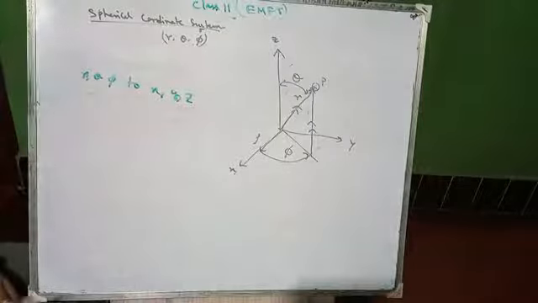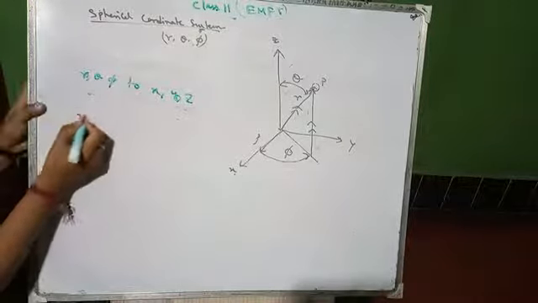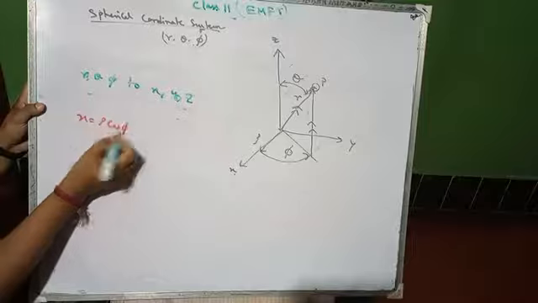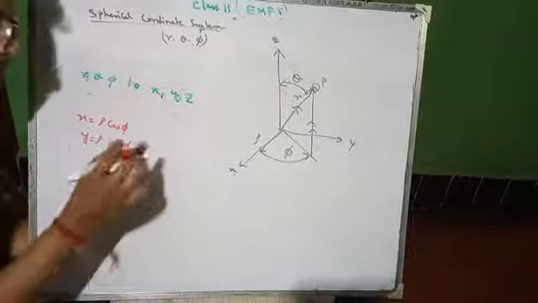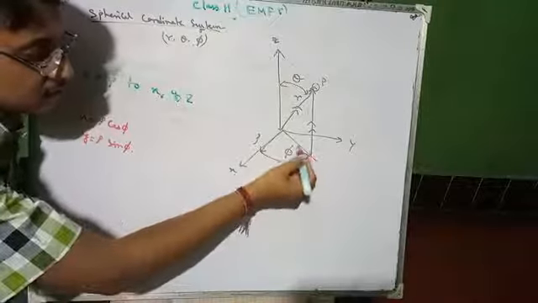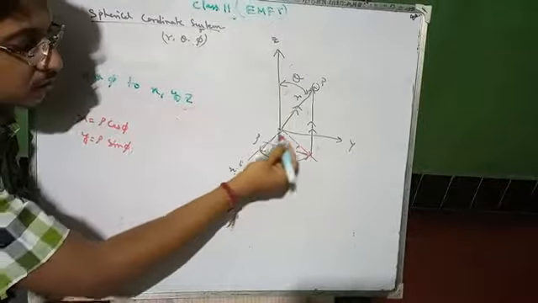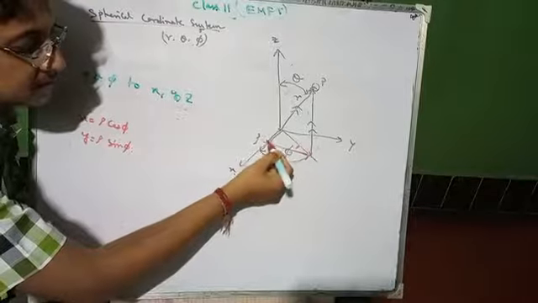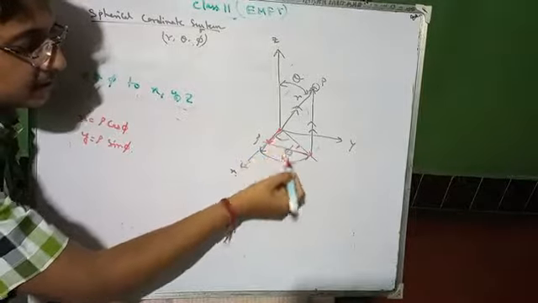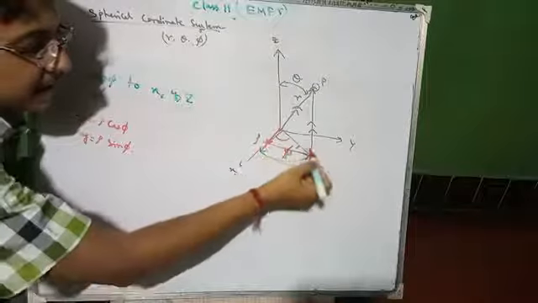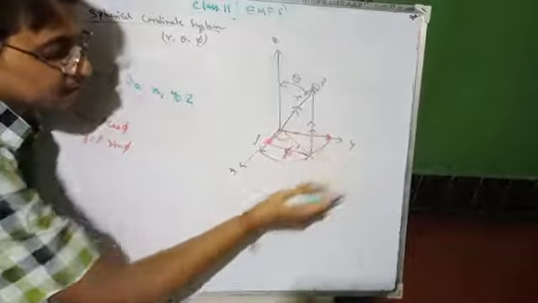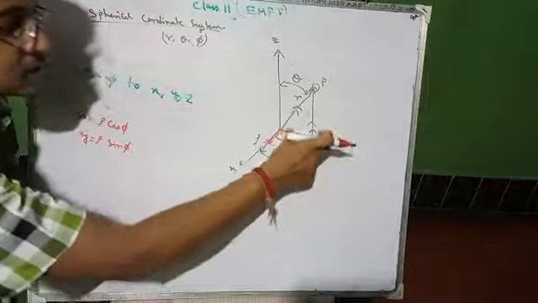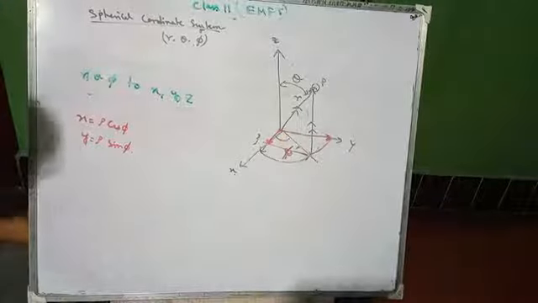From the previous concept, that is the cylindrical one, we can write x equals rho cos phi, and y equals rho sin phi. It is clear. So this is your rho. The projection of rho on the x-axis will be this length, rho cos phi. This is the phi angle. The projection over y, this amount of length, will be rho sin phi. So y equals rho sin phi and x equals rho cos phi.